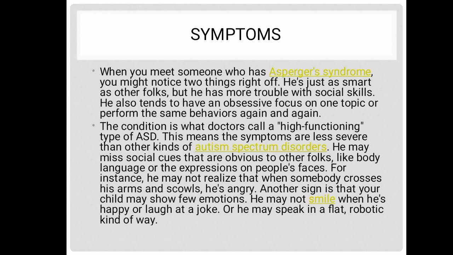He may miss social cues that are obvious to other folks, like body language or the expressions on people's faces. For instance, he may not realize that when somebody crosses his arms and scolds, he's angry. Another sign is that your child may show few emotions. He may not smile when he's happy or laugh at a joke, or he may speak in a flat, robotic kind of way.